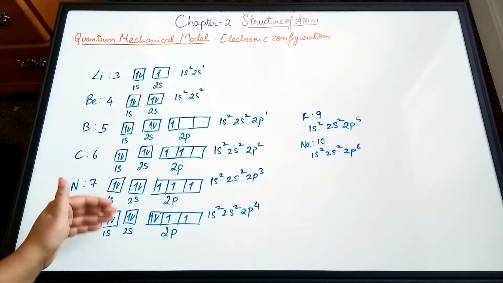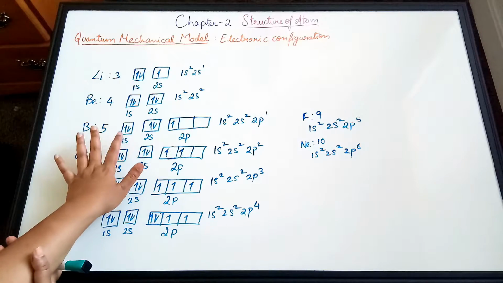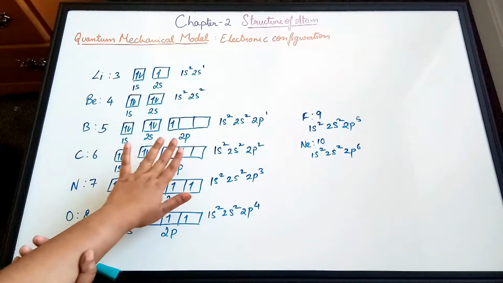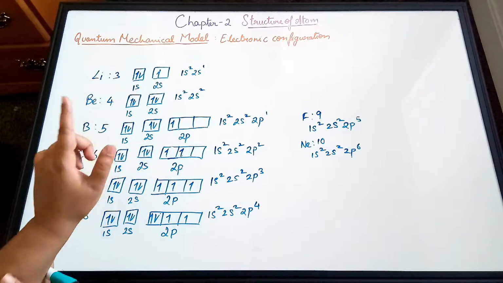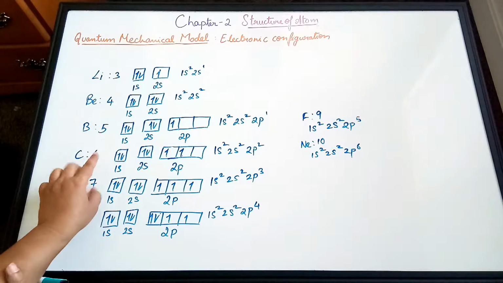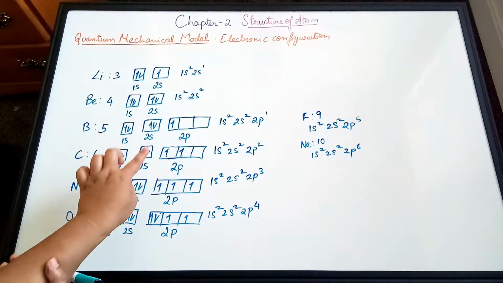If you notice, we kept adding electrons in the p orbital. We didn't do 2p first and then 2s, because this is based on their increasing energies. Because of that, we need to start from 1s, go on to 2s, then 2p.